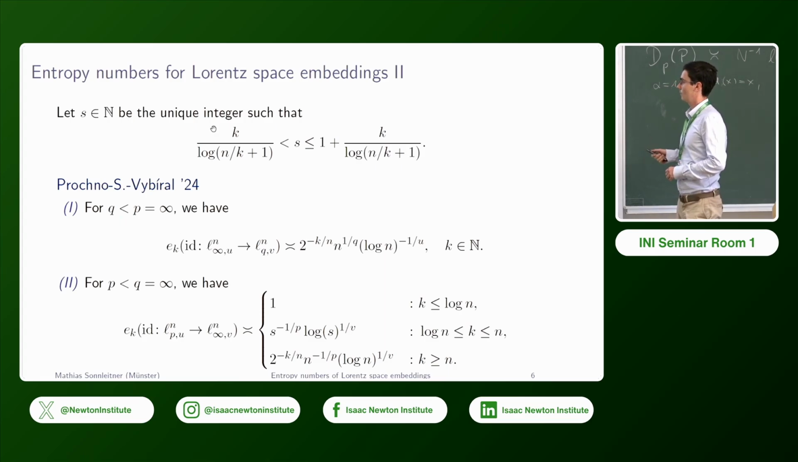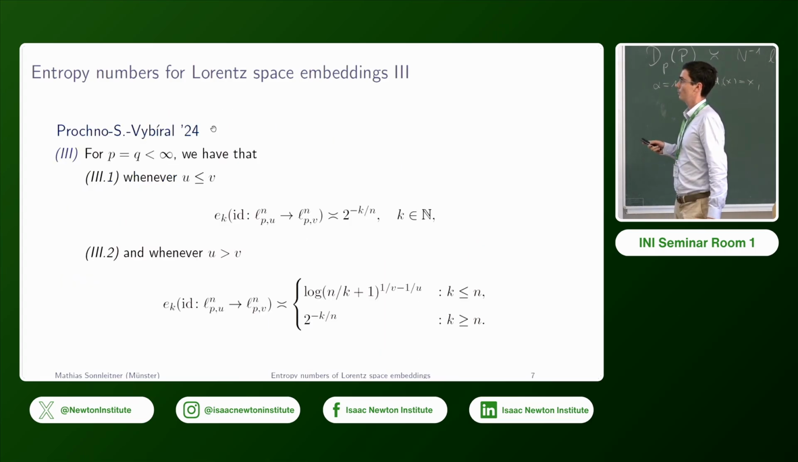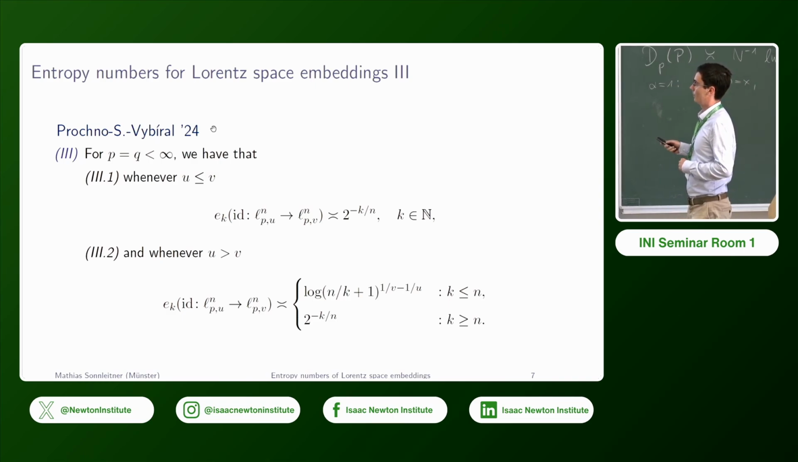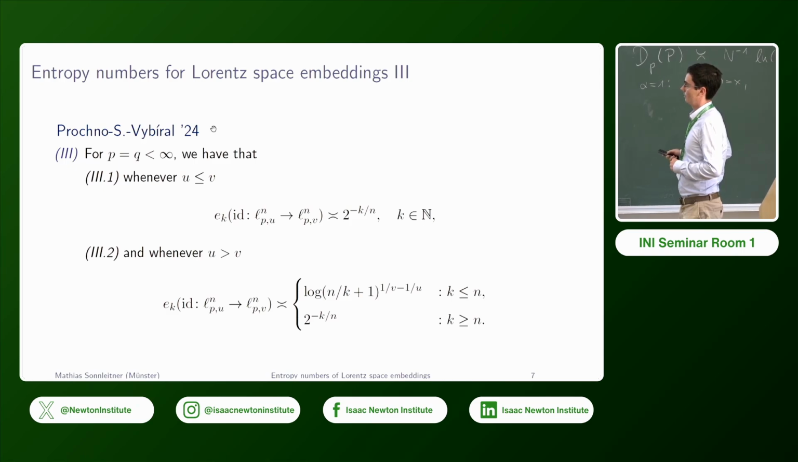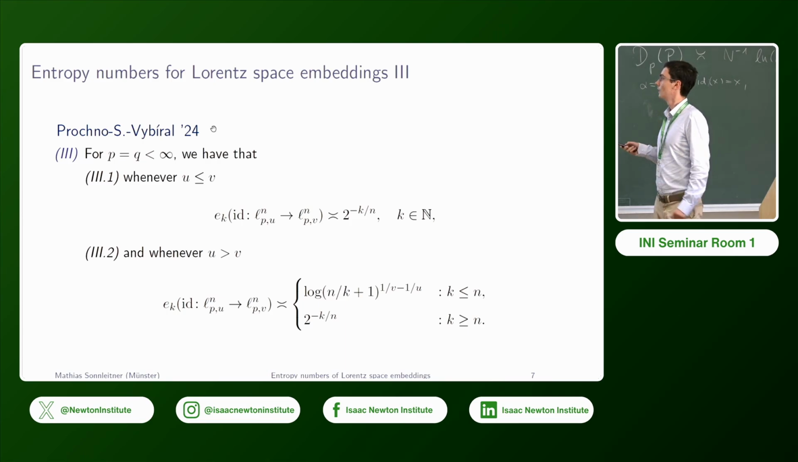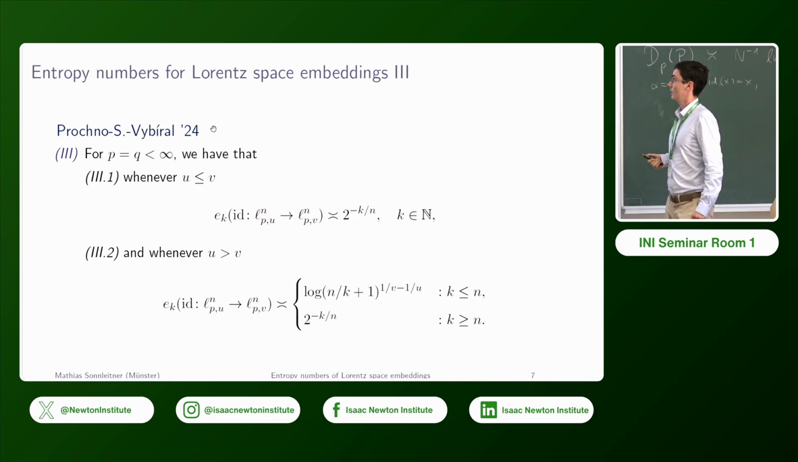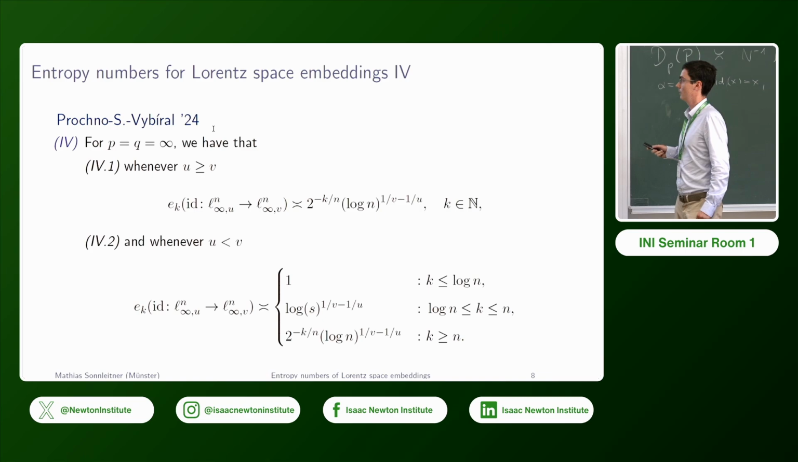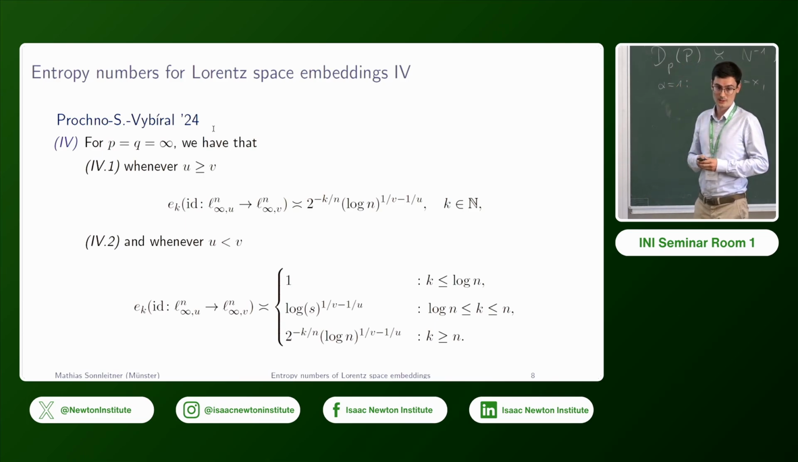Then we have the following cases when p is equal to q but smaller than infinity, where it distinguishes between u larger or smaller than v. So we have really a rich behavior here. This is the case which was obtained by Dolezhalova and Vybíral. And then even one more case, when p is equal to q equal to infinity. I'll briefly only show you these slides to indicate how rich the behavior of the entropy numbers of Lorentz space embeddings is.